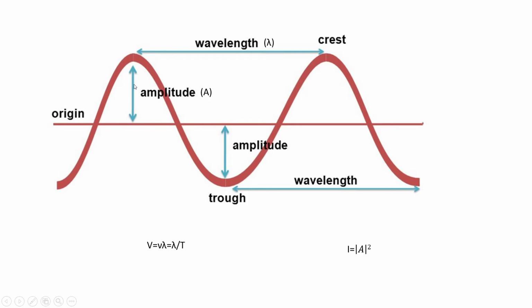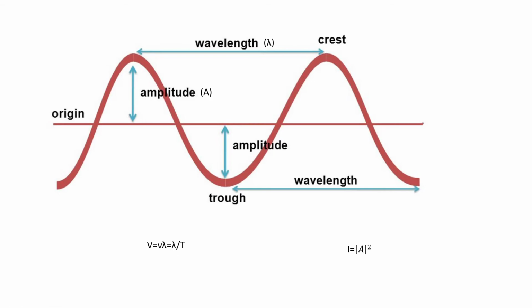Then velocity: each time the source of disturbance vibrates once, the wave moves forward a distance lambda, that is equal to the wavelength. If there are nu vibrations in 1 second, the wave moves forward a distance of nu into lambda. So this is nu, which is 1 upon T, where T is the time period. So the distance that the wave moves in 1 second is the velocity of the wave, that is v equal to nu into lambda, or lambda upon T.